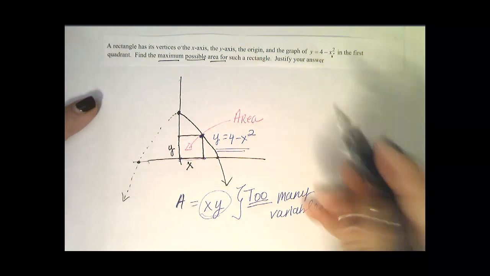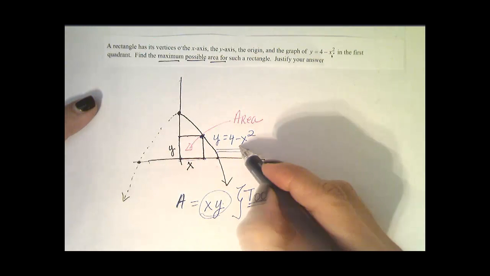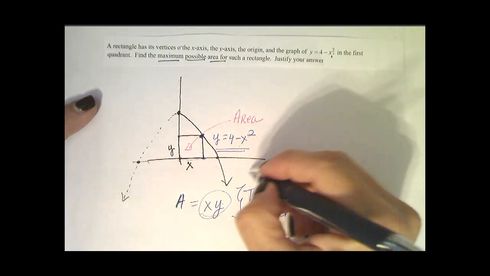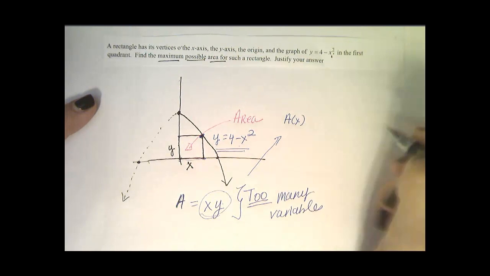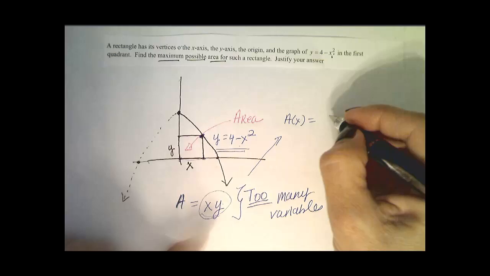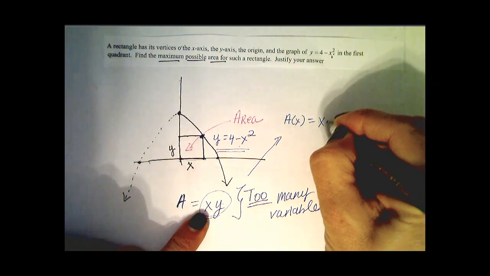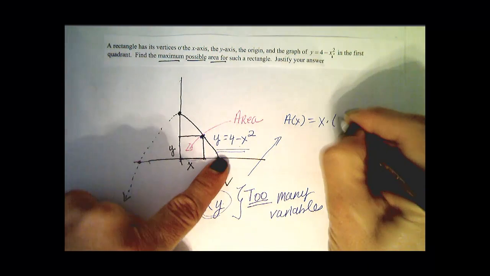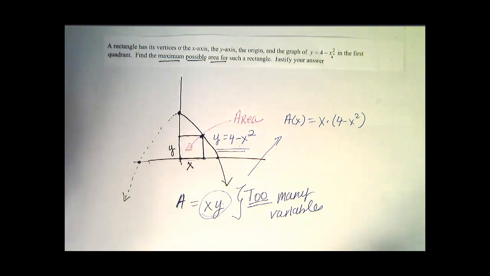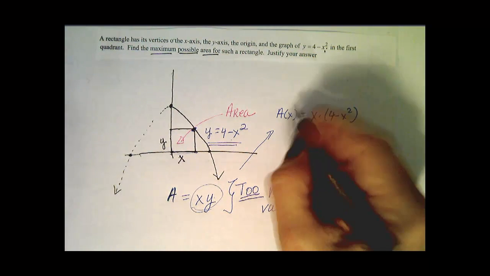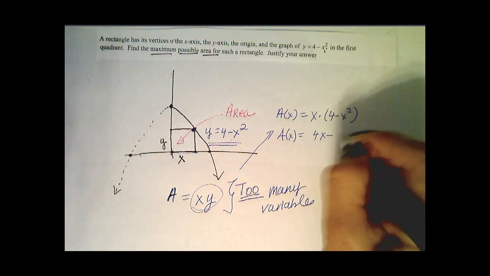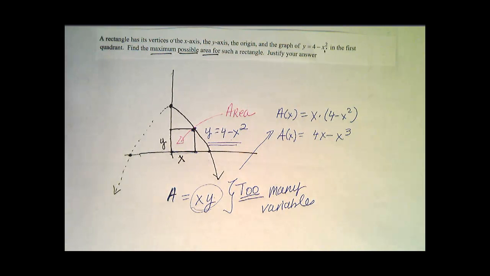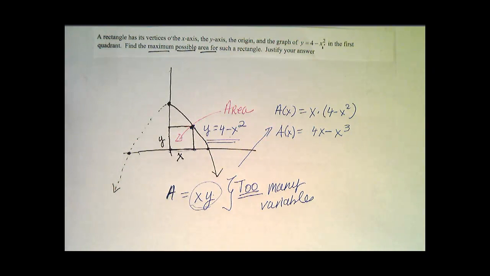Great. So that means I can replace my y with 4 minus x squared. Let's move up into this corner. The area, which is now a function of x, is equal to x times, instead of y, I'm going to write 4 minus x squared. I might simplify this so I don't have to use the product rule, but instead can use just the power rule. And so I have area equals 4x minus x cubed.